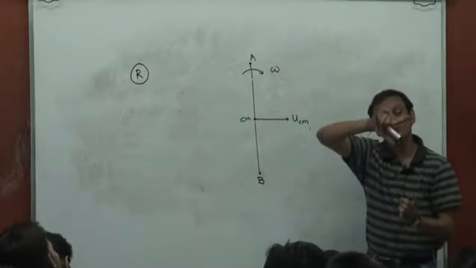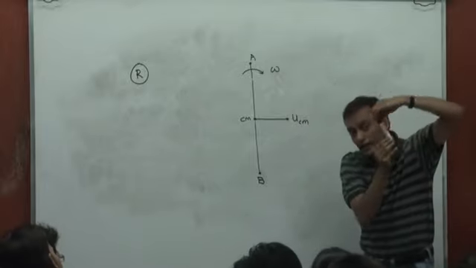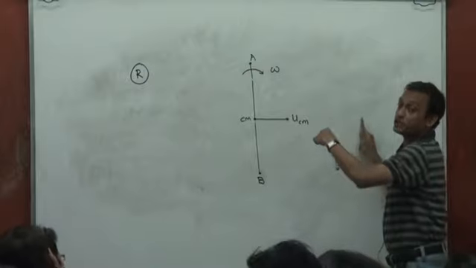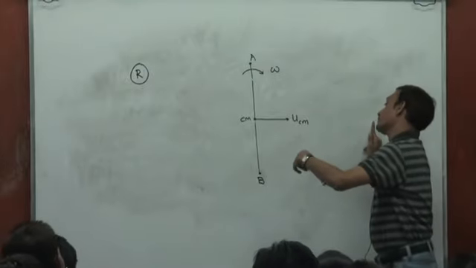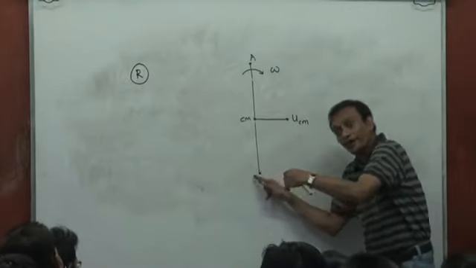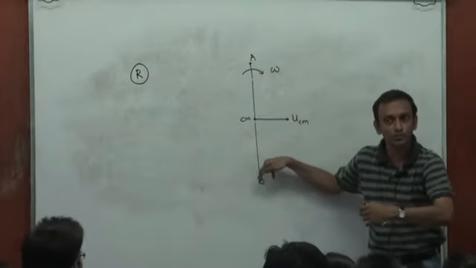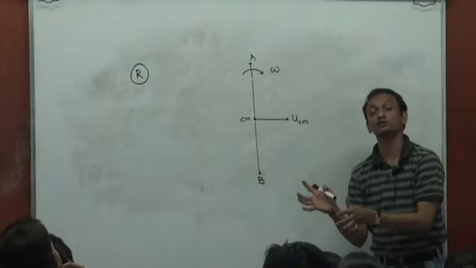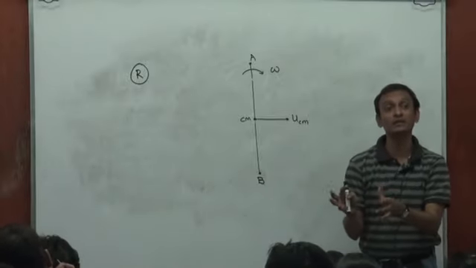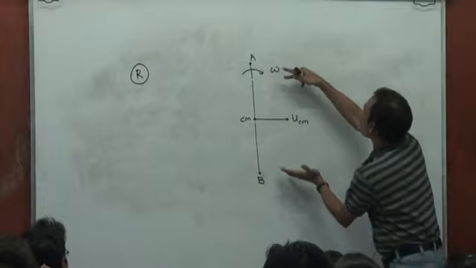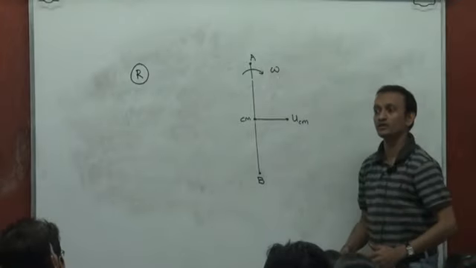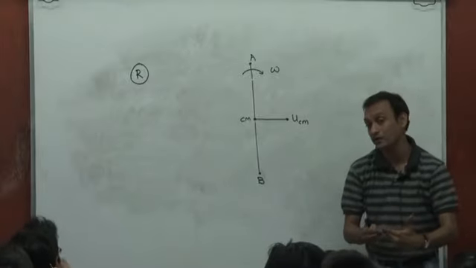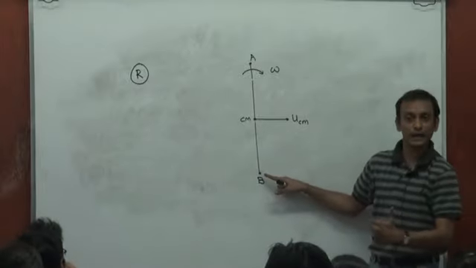By the time the rod gets its orientation restored, the center of mass would have drifted a certain distance to the right, and the point B would have also traveled a certain distance. In this problem, we are seeking the distance traveled by the point B by the time the rod gets reoriented back to its original state. That means in time t equal to 2 pi by omega, what's the distance covered by B?